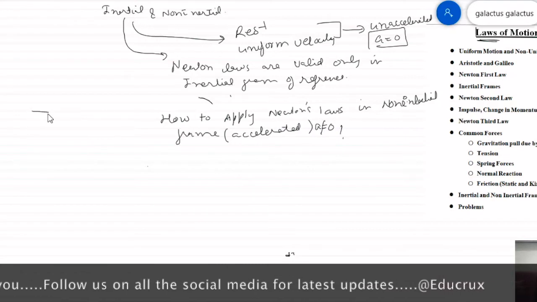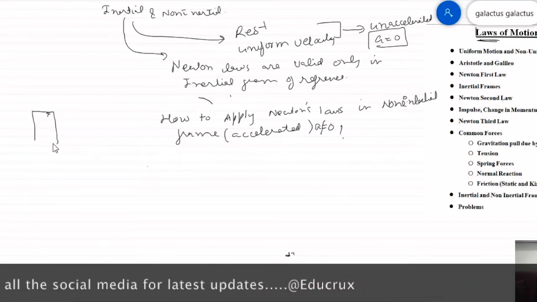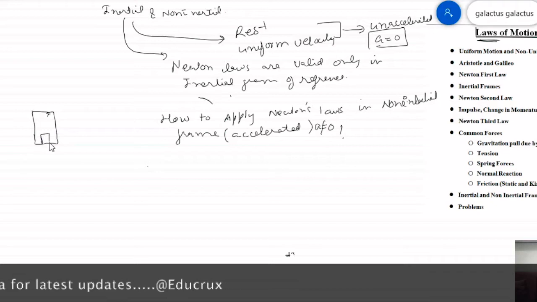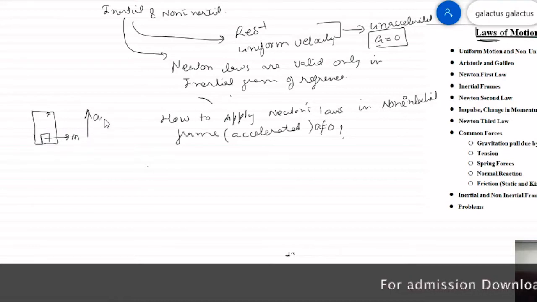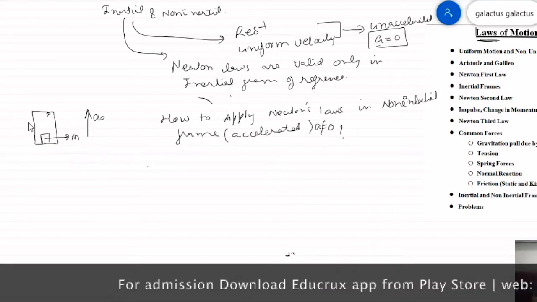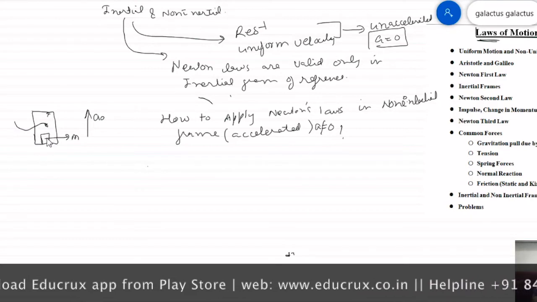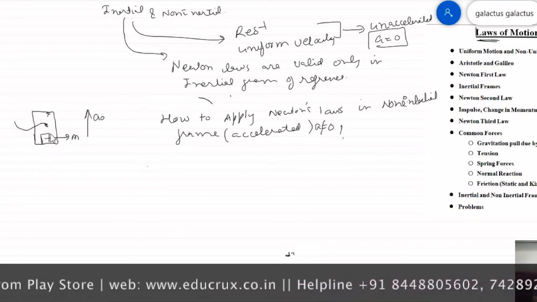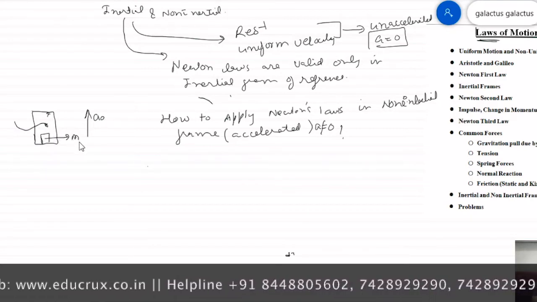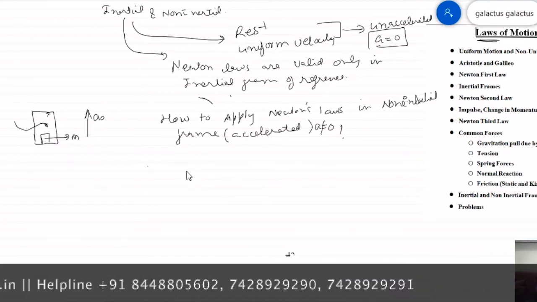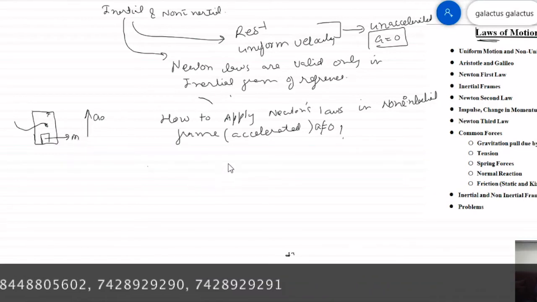Suppose I have an elevator, and in the elevator I have a block of mass m, and the block is moving upward with an acceleration a0. Then we don't know how to apply Newton's laws in this frame of reference, that is, in the frame of the elevator, because now we have an accelerating frame of reference and we don't know how to apply Newton's laws in an accelerating frame.